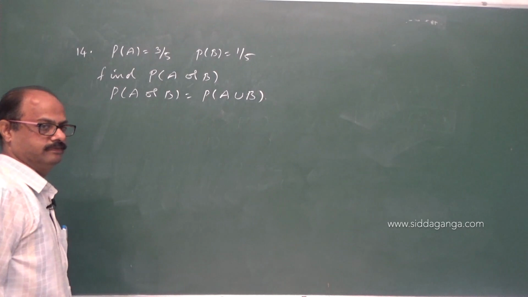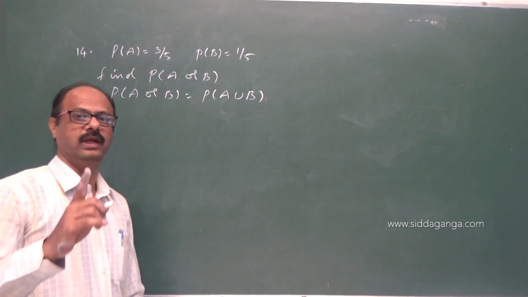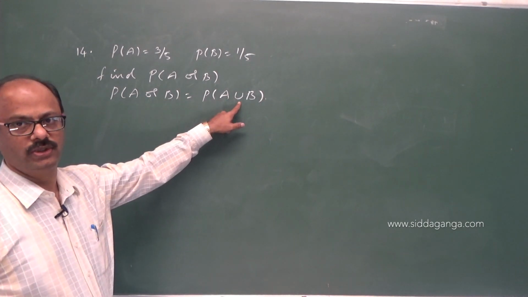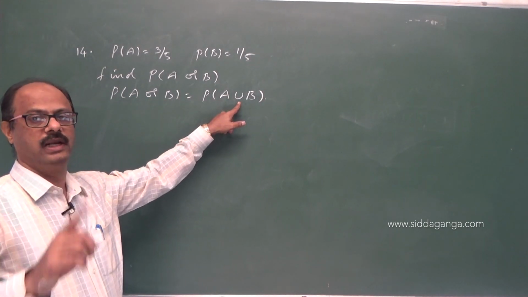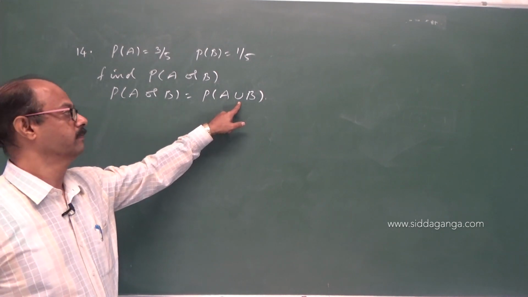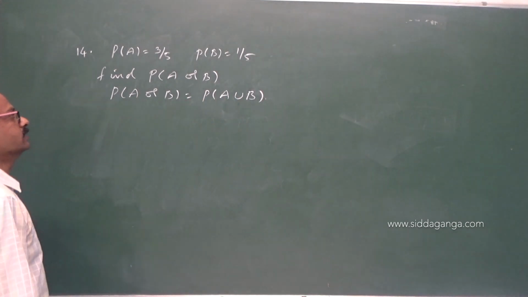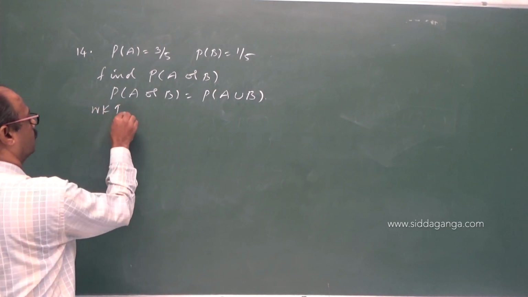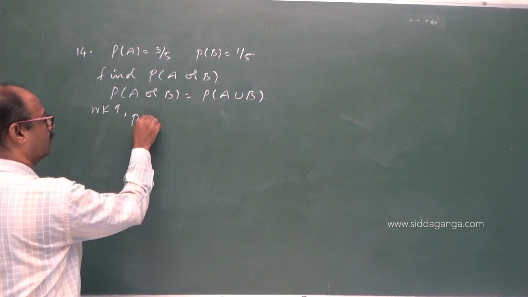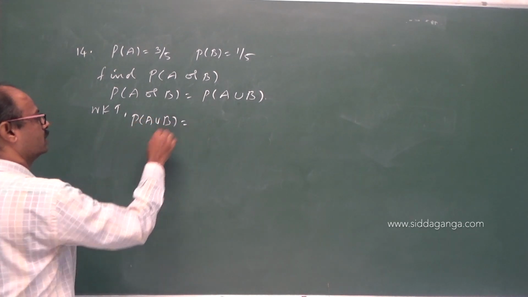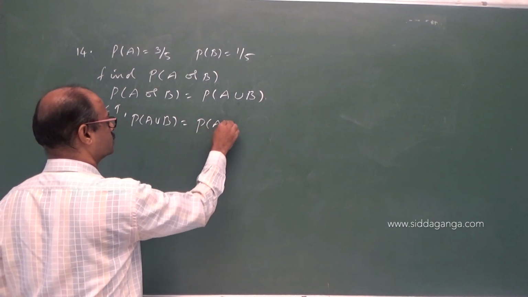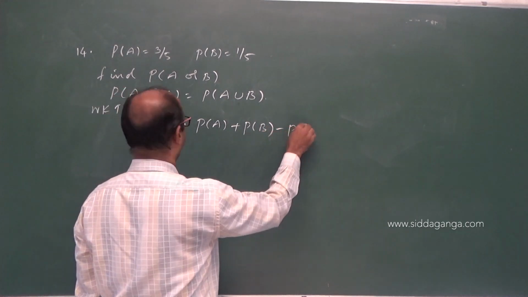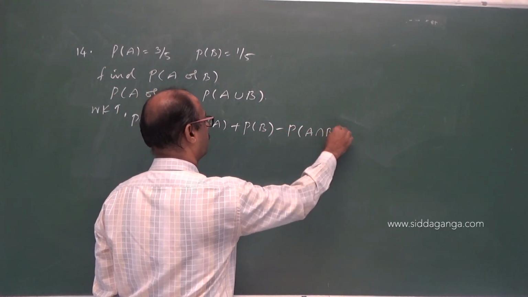Or means union and 'and' means intersection. Or represents union and 'and' represents intersection. We know that P of A union B is equal to, the formula is like this, P of A plus P of B minus P of A intersection B.